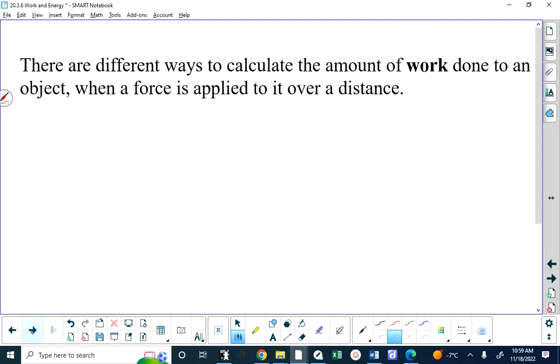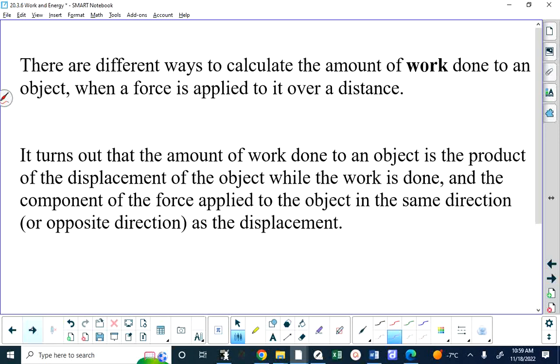So although there are different ways to calculate work, one being final energy minus initial energy, one way to calculate work is to talk about the force that's applied and the distance that the object moves because of that force. And it turns out that the amount of work done to an object is the product of those two things. If you multiply force times displacement, you get work.